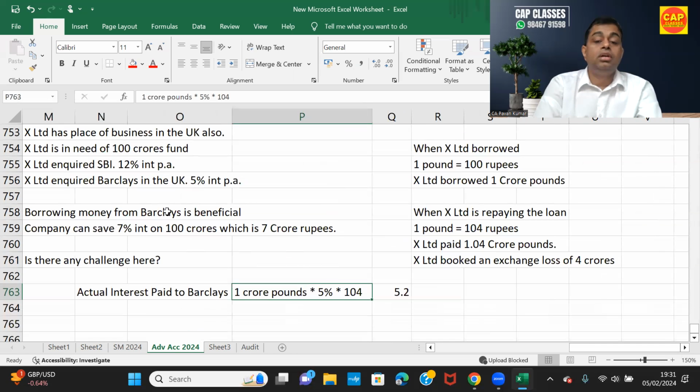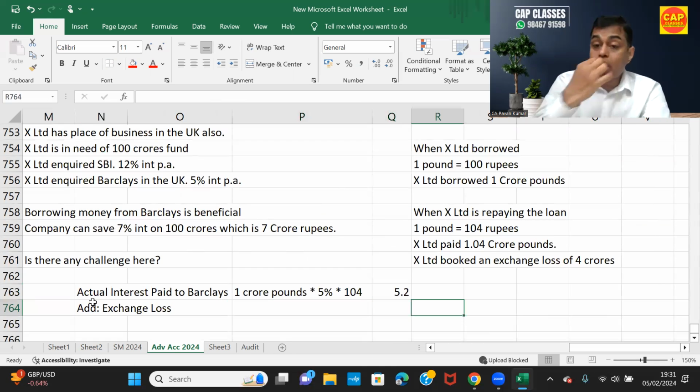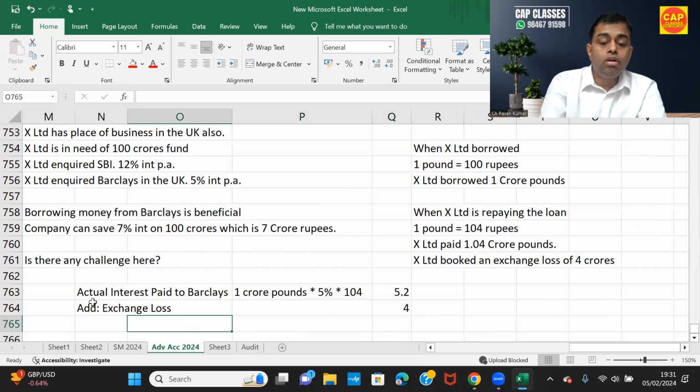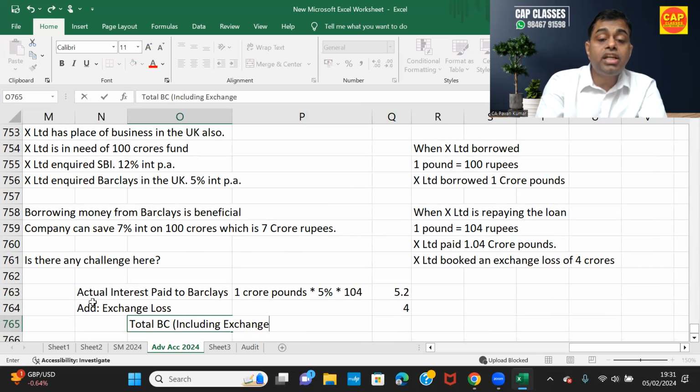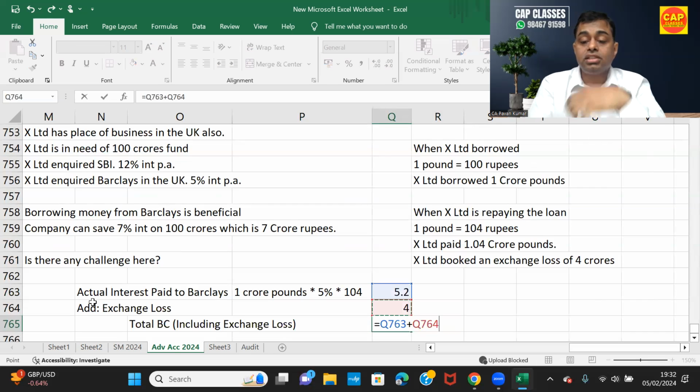Okay, now there is an exchange loss. How much? 4 crores. So total borrowing cost, including exchange loss, is this plus this.